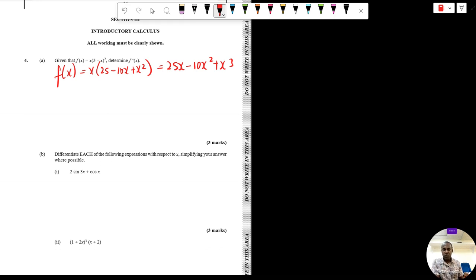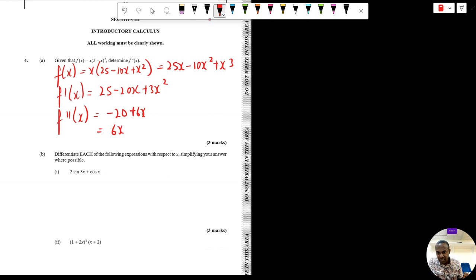All right? So now that we've done that, we can say that f prime of x, the first derivative, is equal to 25 minus 20x plus 3x squared. So that's the first derivative. The second derivative, f double prime of x, is equal to, the 25 is a constant, it goes to 0. This becomes minus 20 plus 6x, which of course we can write as 6x minus 20. Now that is one way of approaching this question.